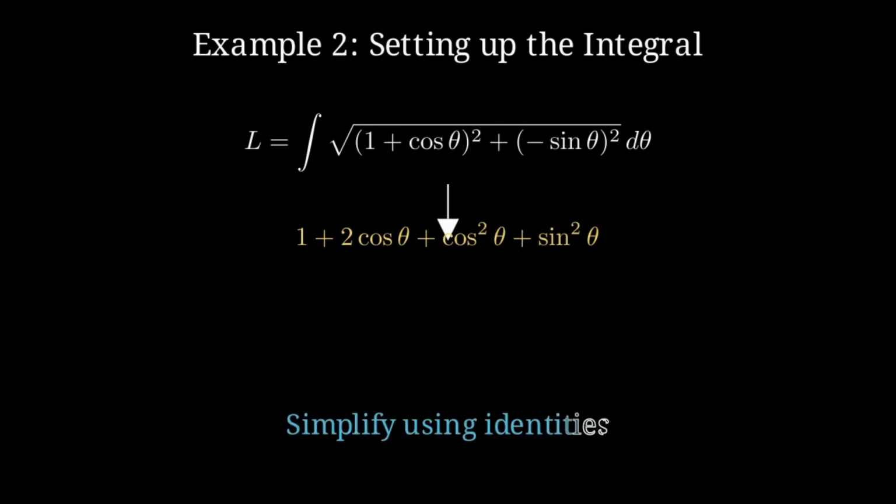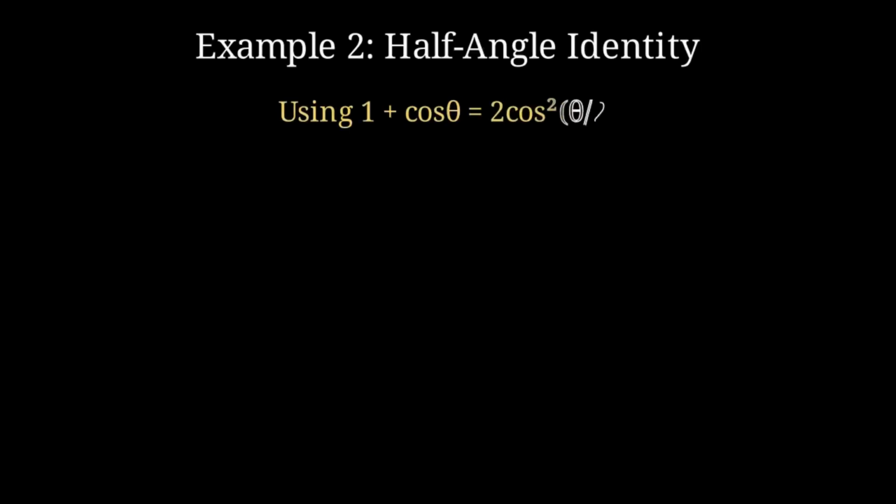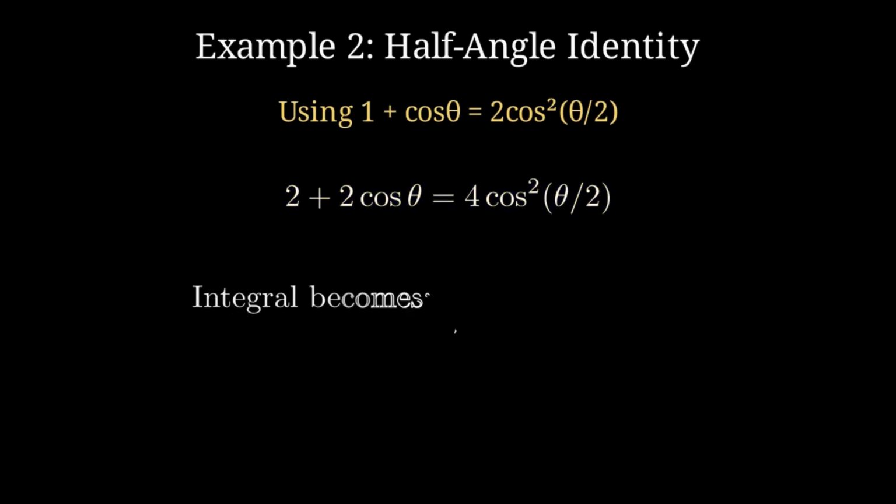Adding the sine squared theta term allows us to use the Pythagorean identity again, simplifying the expression to 2 plus 2 cosine theta. To solve this integral, we use the half-angle identity. 2 plus 2 cosine theta is equivalent to 4 cosine squared of theta over 2. Taking the square root, we get 2 times the absolute value of cosine of theta over 2.